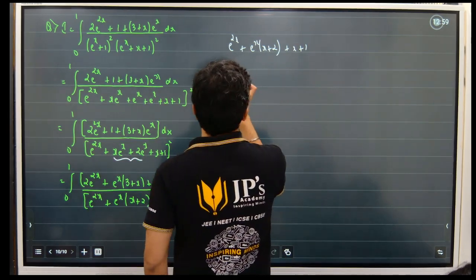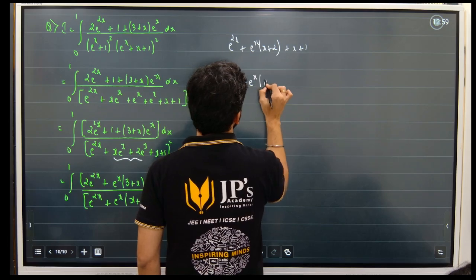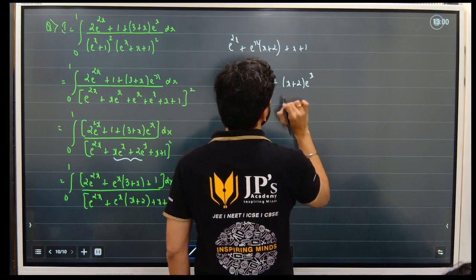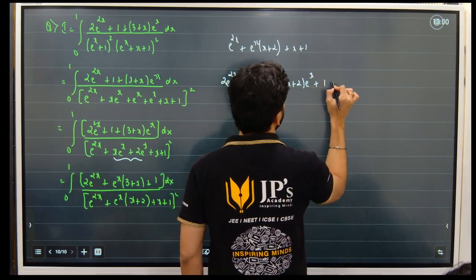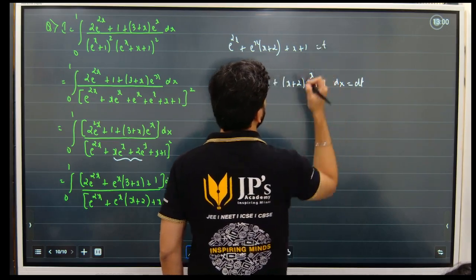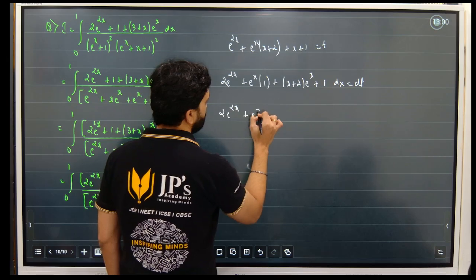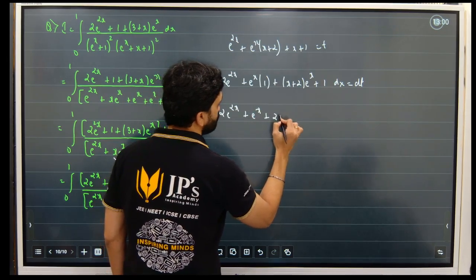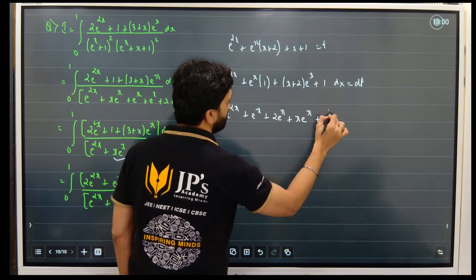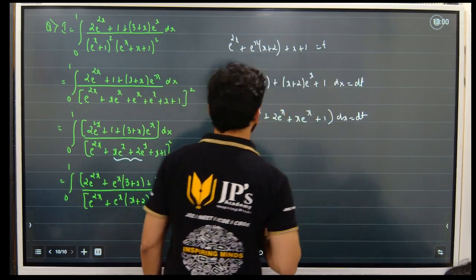I have taken the common term. So this will become 2 e raised to 2x plus e raised to x into 1 plus x plus 2 e raised to x plus 1 dx is equal to dt. I have taken this as t. Now this will become 2 e raised to 2x plus e raised to x plus 2 e raised to x plus x e raised to x plus 1 dx is equal to dt.